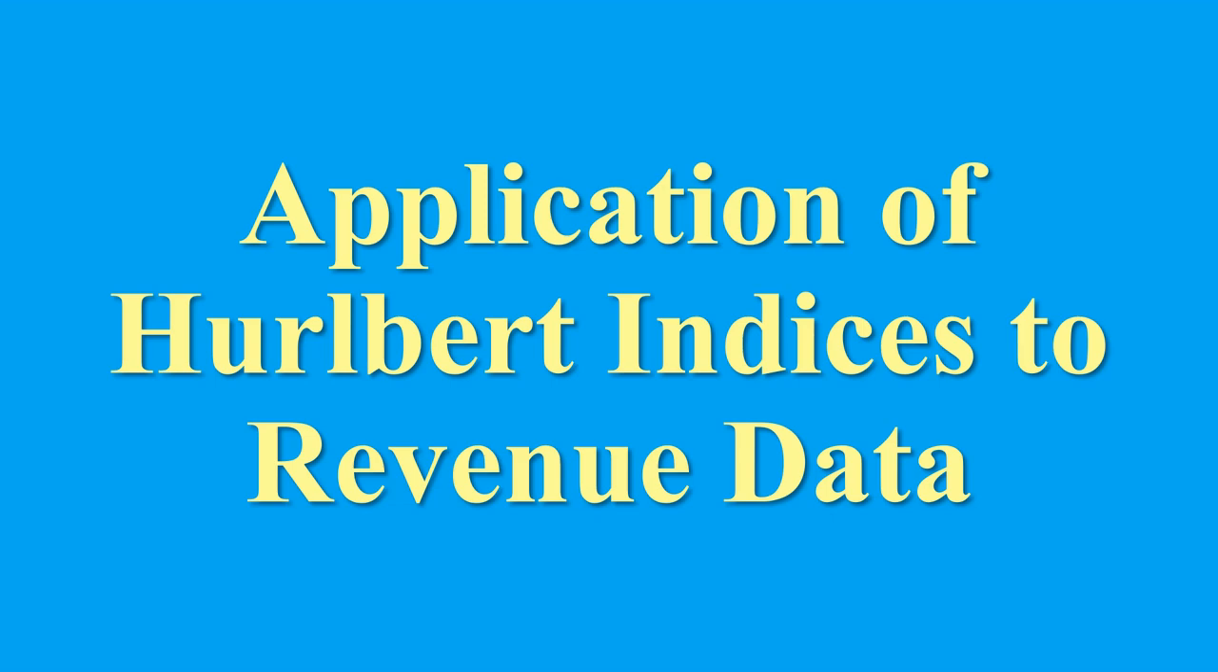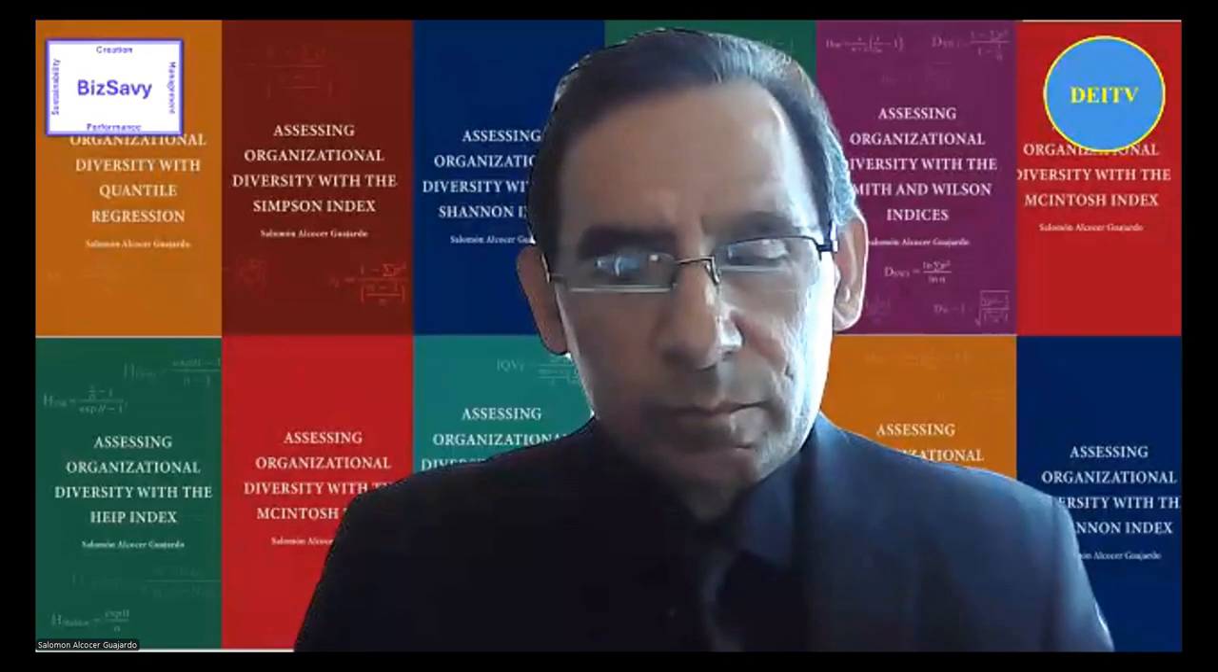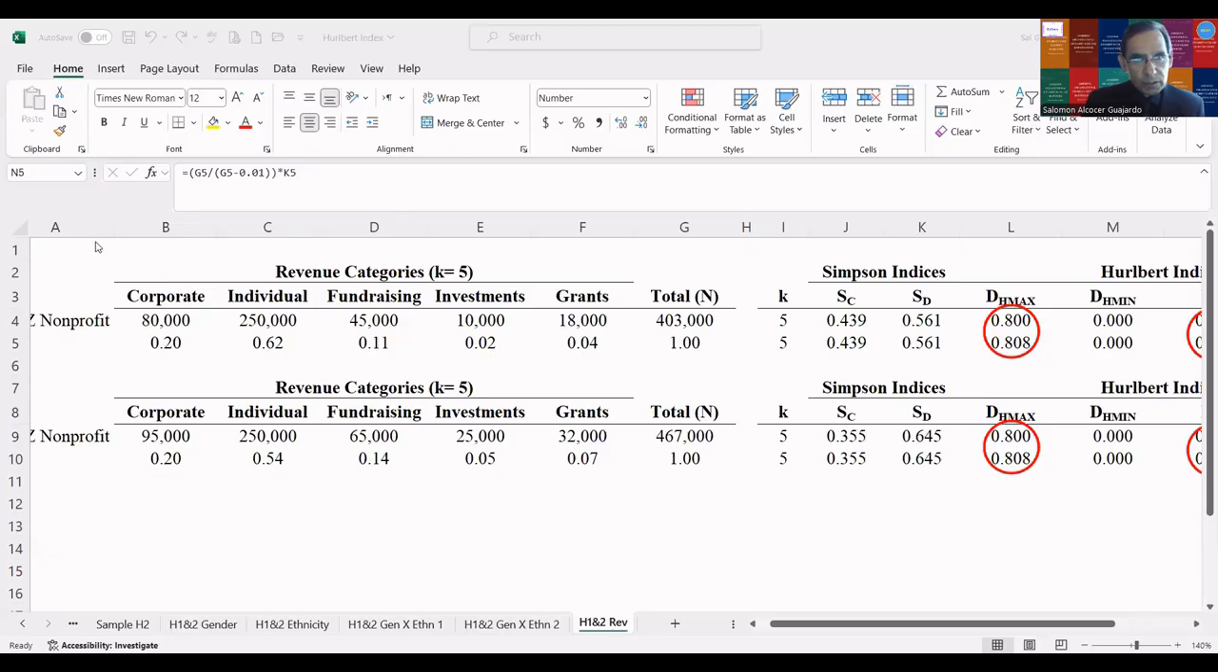Let me stop sharing. So now what I'm going to do is apply the same formulas to the revenue data that was included in the previous episodes. This last segment of the application applies the Hurlbert indices to the revenue data that was presented in previous episodes. So let me go to share. And this is the revenue data that was presented in the previous episodes.